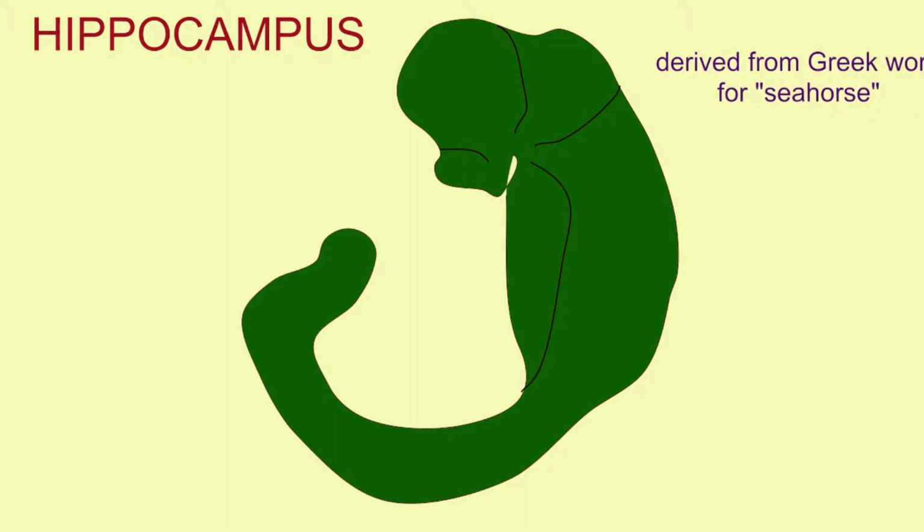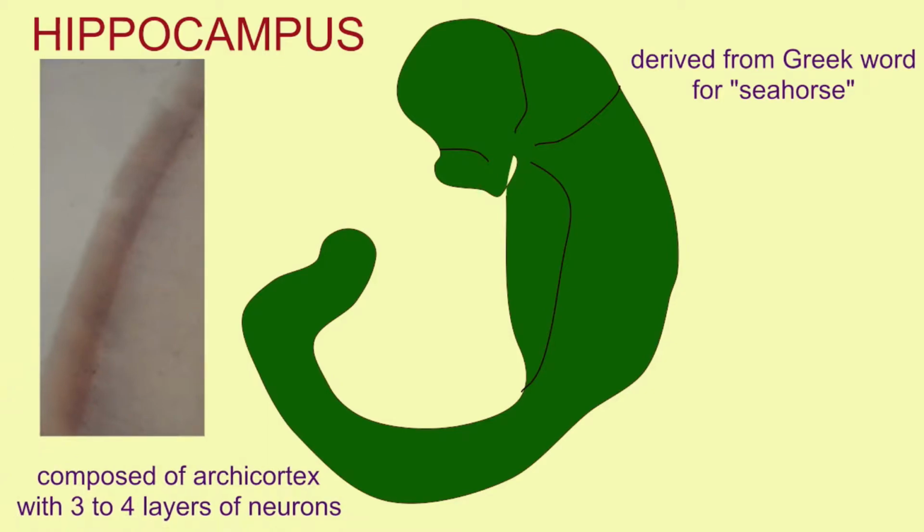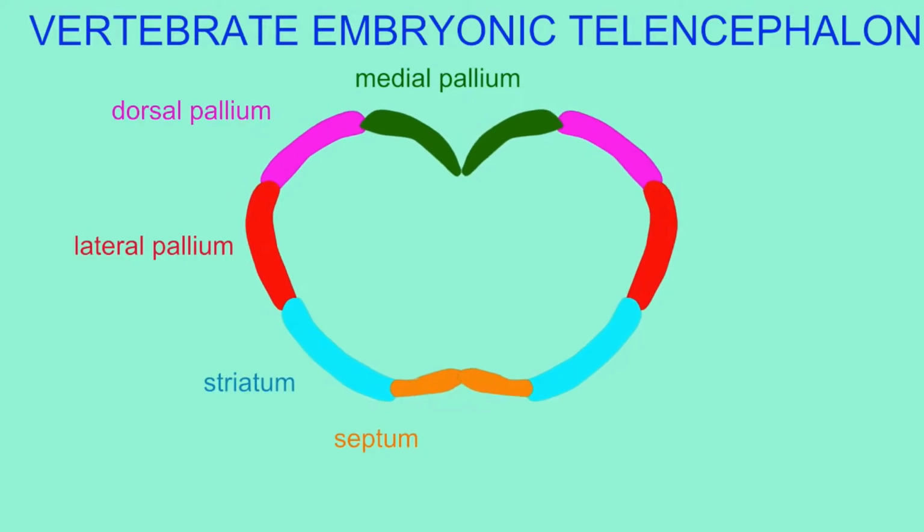The hippocampus is derived from the Greek word seahorse, given the shape of this complex structure. It is composed of a type of cortical tissue known as archicortex with 3 to 4 layers of neurons. This type of cortex is derived from the medial pallium and is present in all vertebrates.